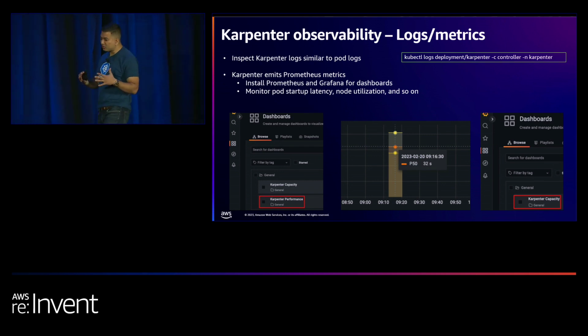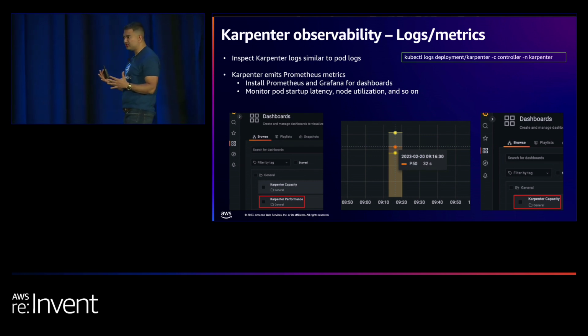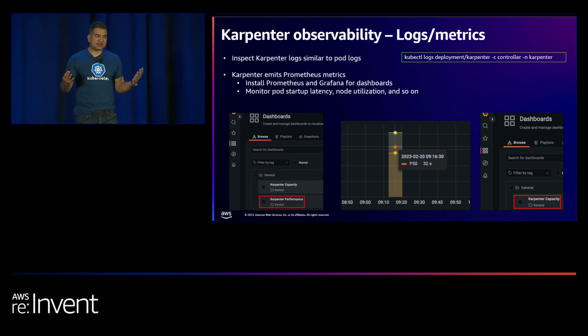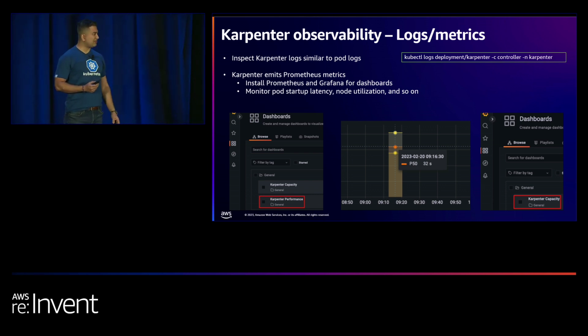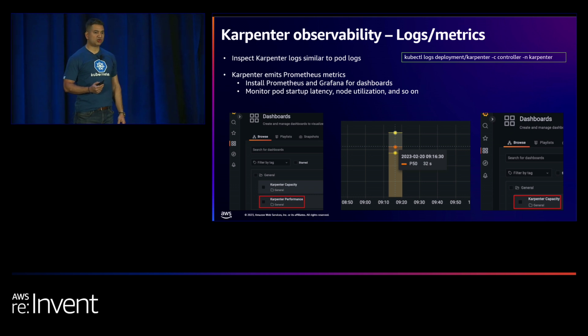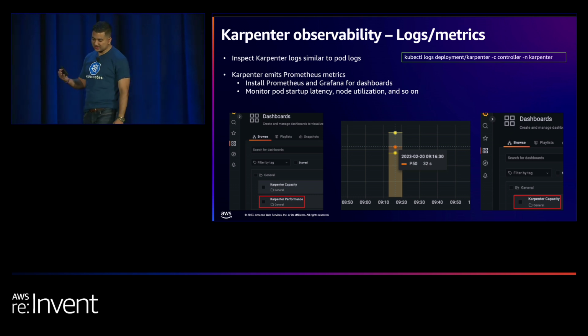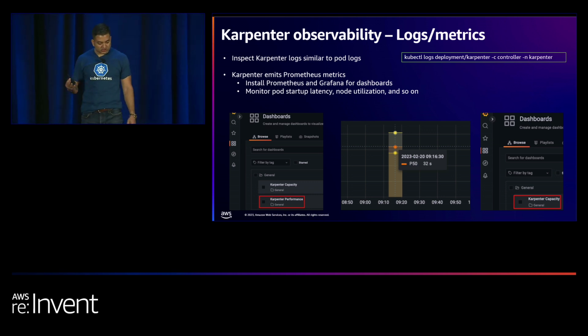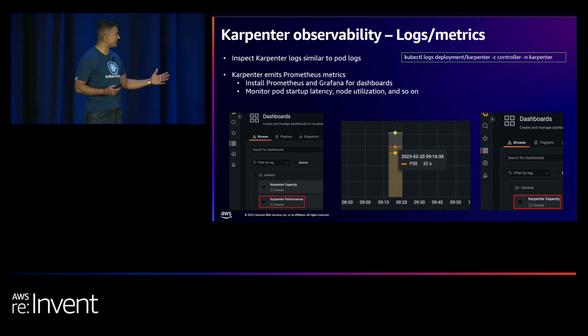All right, now you've onboarded into Karpenter. How do you observe the logs and metrics? So Karpenter, at the end of the day, is running as a pod, so you can simply run the commands that you check the logs out, such as kubectl logs deployments Karpenter, etc. Karpenter also emits Prometheus metrics, so you can install Prometheus and Grafana, and you can monitor pod startup latency, node utilization, and a bunch of other metrics.